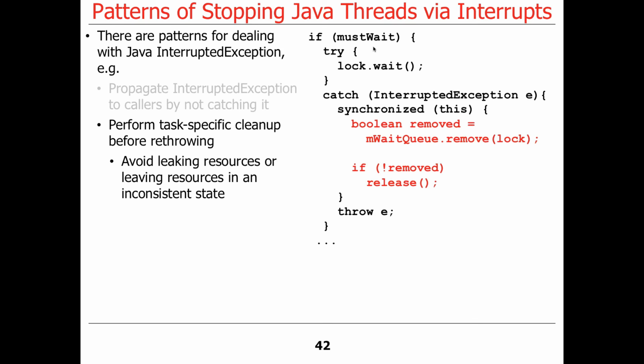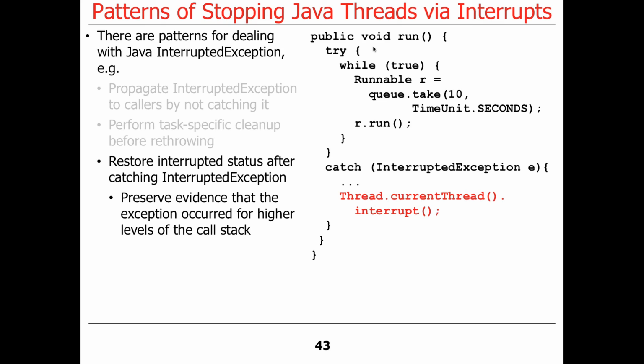So the point here is we're trying to avoid leaking resources or leaving the resources in an inconsistent state. So we're still going to make it somebody else's problem. We're still going to propagate this exception by throwing it up the stack, but we're going to clean things up first, for whatever reason we need to clean things up.